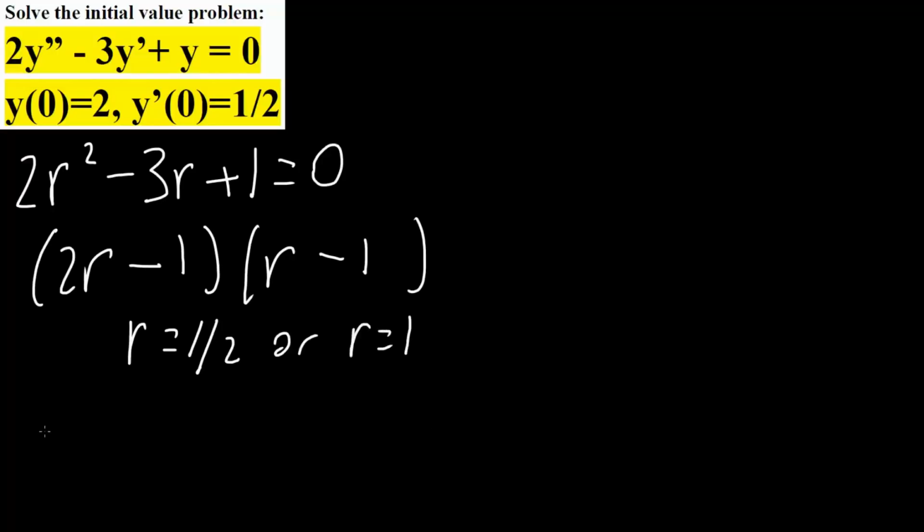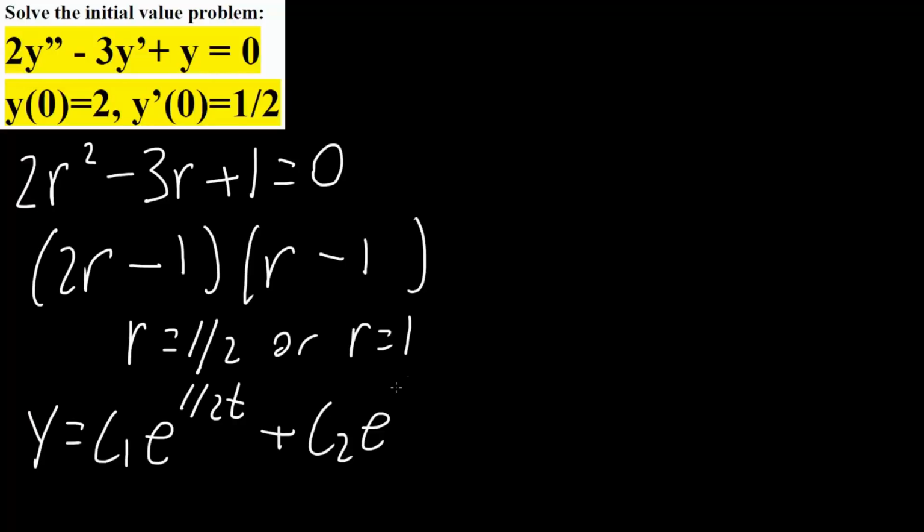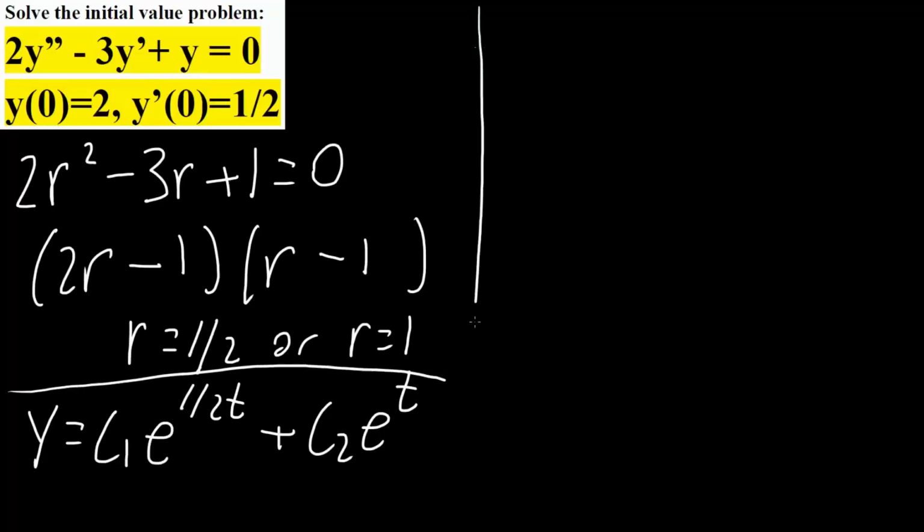And so our general solution would be y = c1 e^(1/2 t) + c2 e^(1·t), so e^t. This is the general solution. But we have initial values, so we can actually solve this problem. We can solve for c1 and c2.